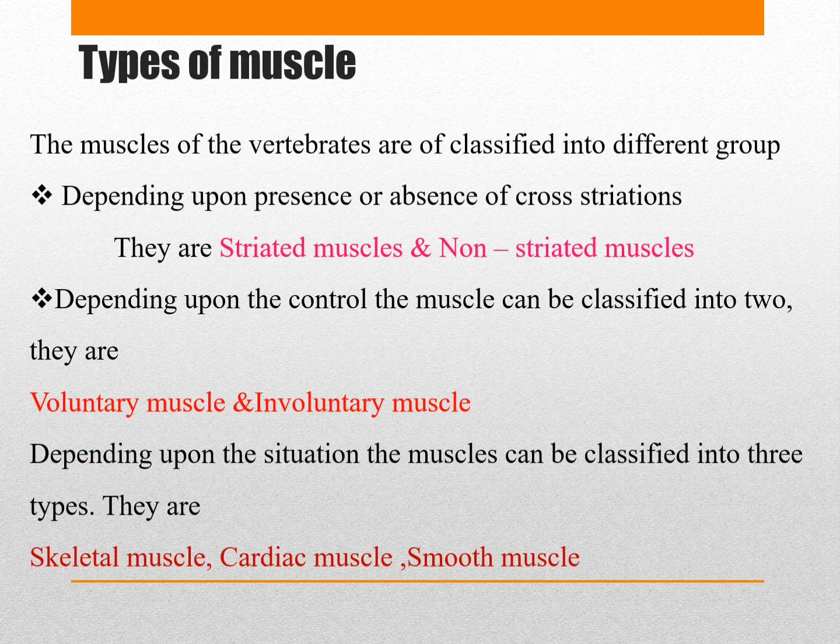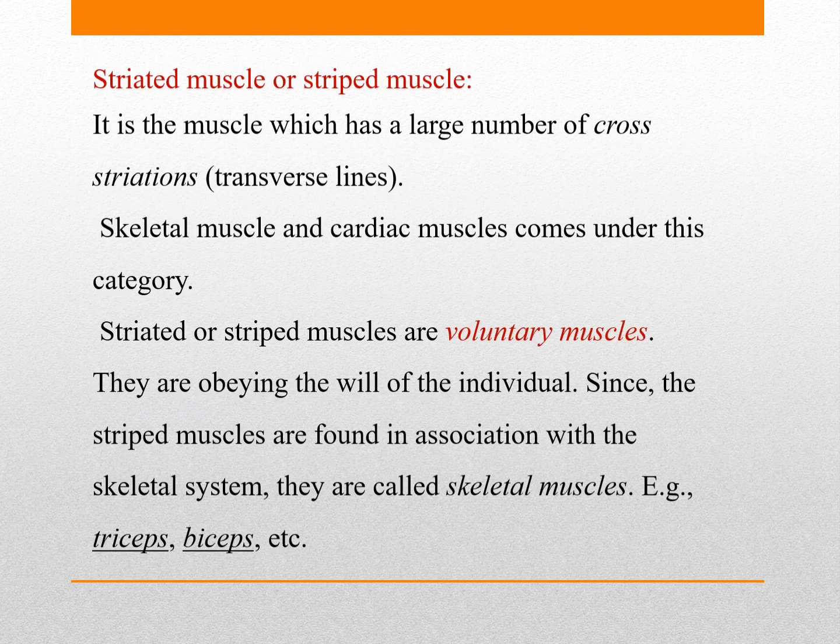Types of muscles. The muscles of the vertebrates are classified into different groups depending upon presence or absence of cross striations. They are striated muscles and non-striated muscles. Depending upon the control, the muscle can be classified into two groups: voluntary muscles and involuntary muscles. Depending upon the situation, the muscles can be classified into three types: skeletal muscles, cardiac muscles, and smooth muscles.